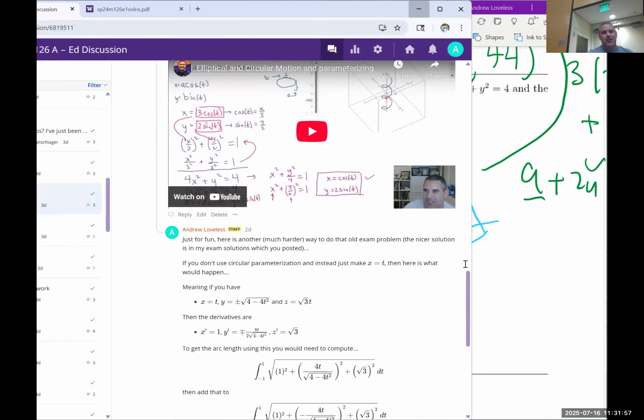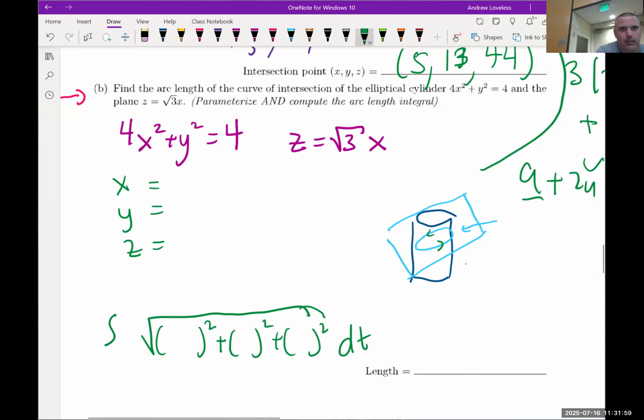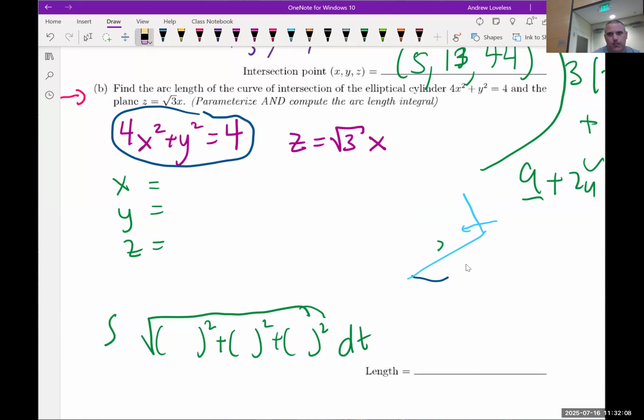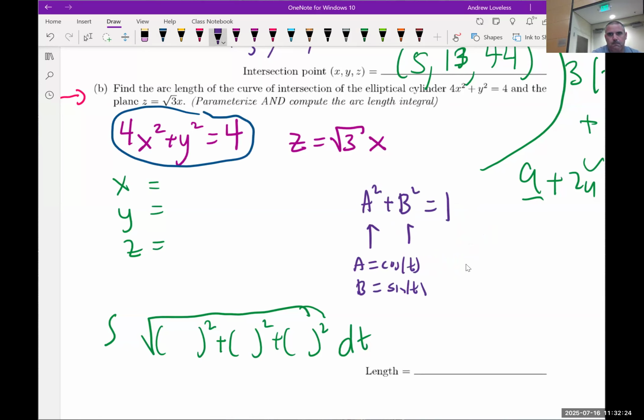But let's talk about it. So the main issue is this. How do we adjust our circular parameterization if it's not a circle? And so let me give you a couple perspectives. So if somebody gives me a squared plus b squared equals 1, if I have a be cosine of anything and b be sine of anything, that will satisfy that condition for all values of t.